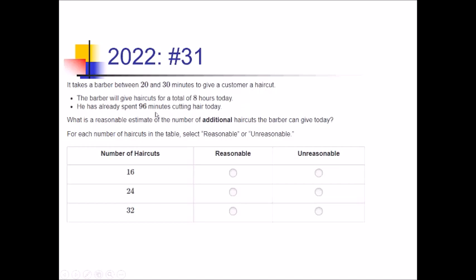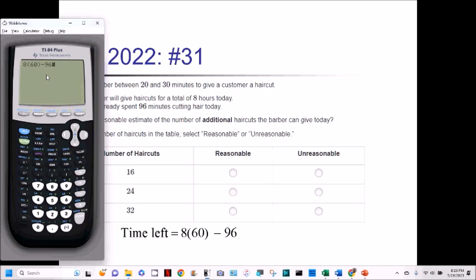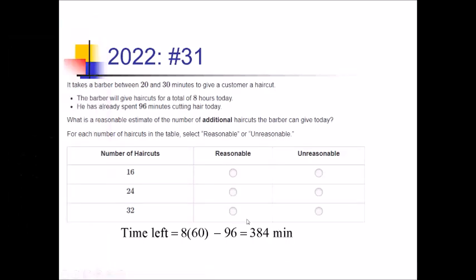So first off, the number of minutes left, we're going to have the number of minutes in 8 hours, 8 times 60, minus the 96 minutes we've already used. Let me just put that in the calculator to be careful here. So 8 times 60 minus 96 comes out to 384.